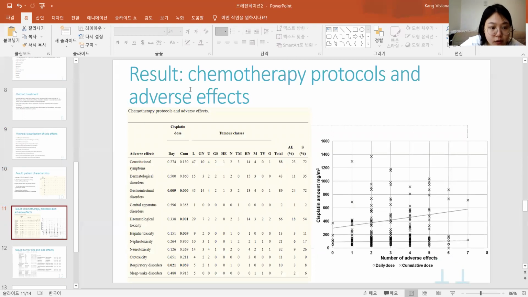Now moving on to the results of chemotherapy protocols and adverse effects. Analysis of the average daily doses administered revealed that the most intensive therapy was applied for lung sarcoma tumors, followed by SCLC and neuroendocrine tumors. The lowest daily dosage was administered to patients affected by thyroid tumors, followed by patients affected by uterine and vulvar tumors.